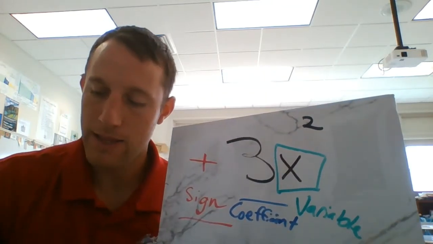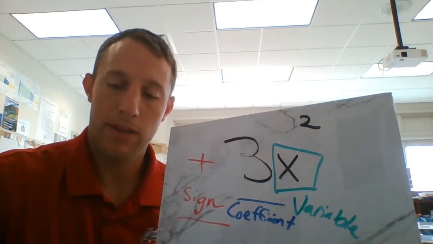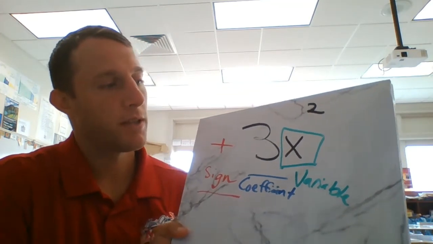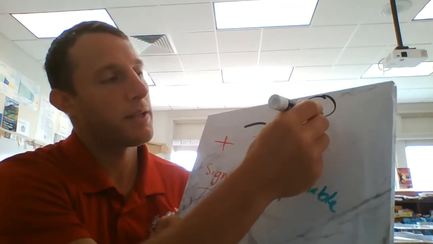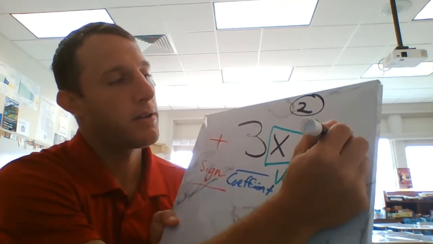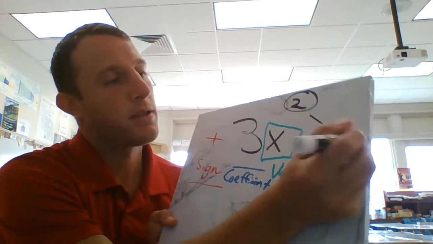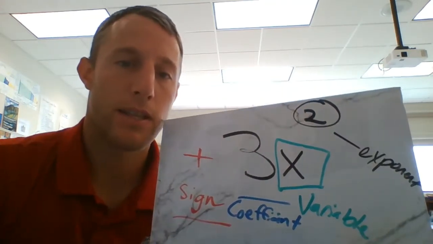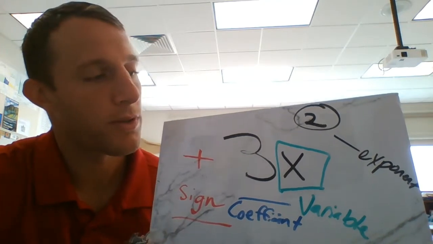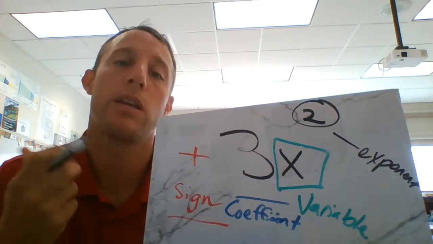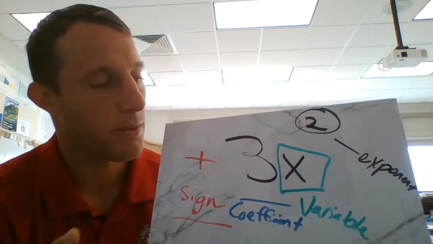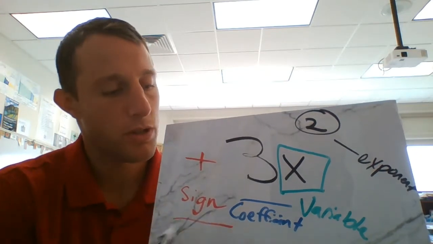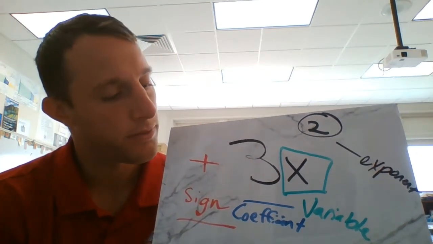Variable. And then lastly, what we have is our exponent. So we have our exponent. What is the power of the x? In this case, the exponent is 2, so it's raised to the power of 2, which would be x times x.